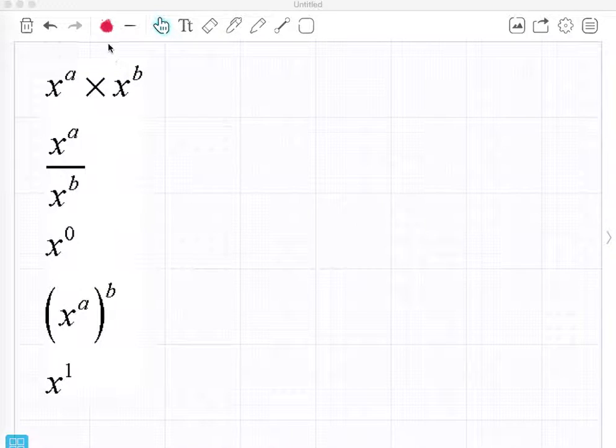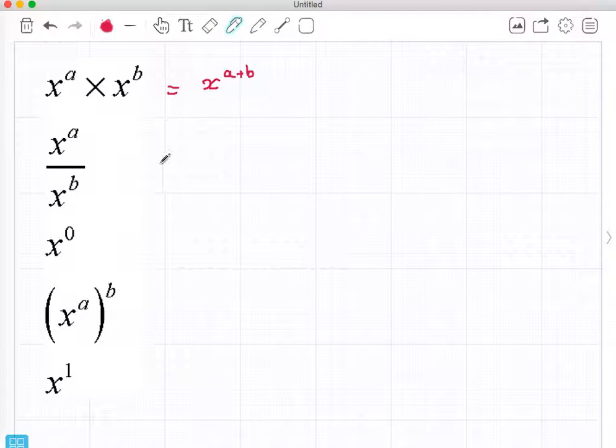Some laws of indices here for GCSE or IGCSE. So we've got x to the power of a times x to the power of b, and I'm just going to give you some of the laws that you need going into your exam. When you've got these two letters or numbers the same, you can keep that the same, and if there's a times in between, we add these two indices. So this one will just be a plus b.